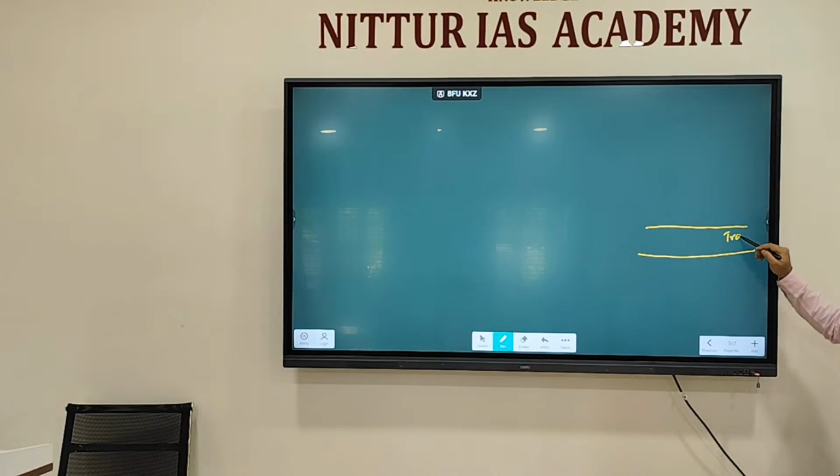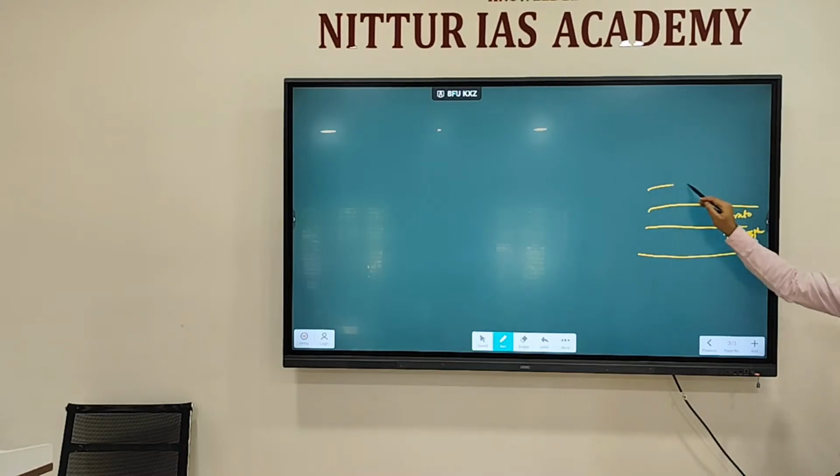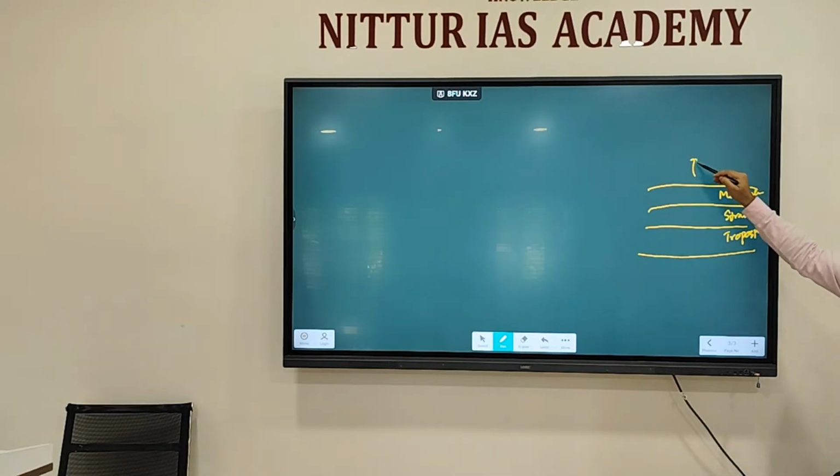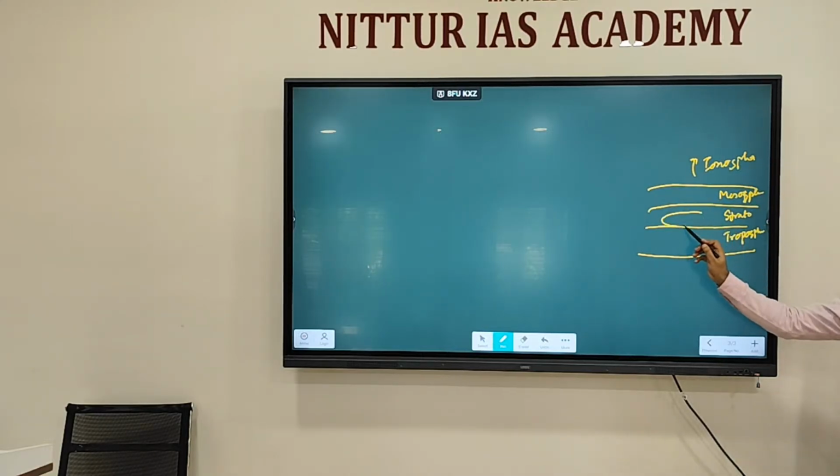So this is your troposphere, the lowest layer. Then this is your stratosphere. This layer is your mesosphere. This layer is the ionosphere. These are the different layers of atmosphere. Generally you'll see flight movement in the stratosphere. During takeoff it goes to this layer, then it comes down like this during landing. Most of its movement is in the stratosphere.